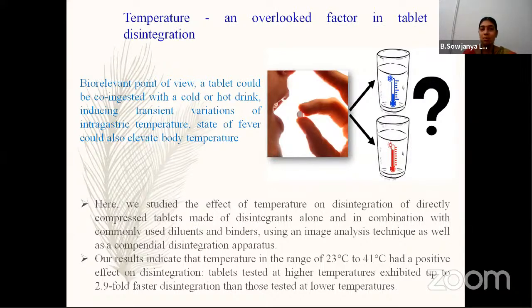Okay, from the biorelevant point of view, what is observed is the co-ingestion of the tablet with a cold or hot drink. It induces transient variations, like the gastric emptying time, and the absorption pattern is somewhat delayed. Based on that, a temperature in the range of 23 degrees centigrade to 41 degrees centigrade shows a positive effect on drug disintegration.